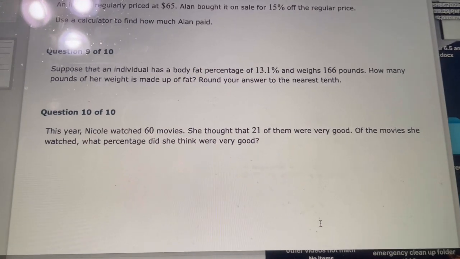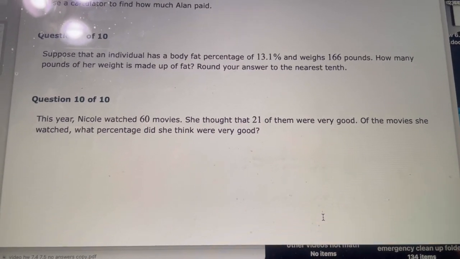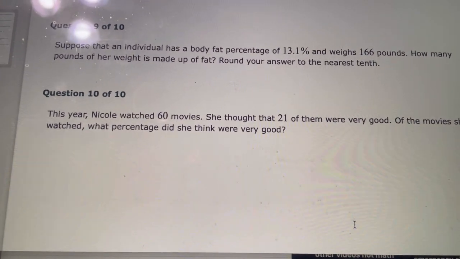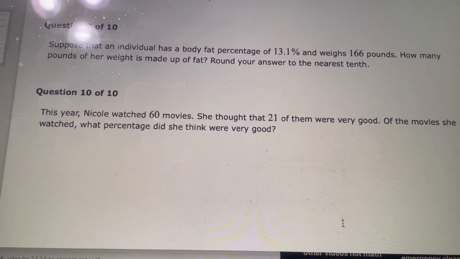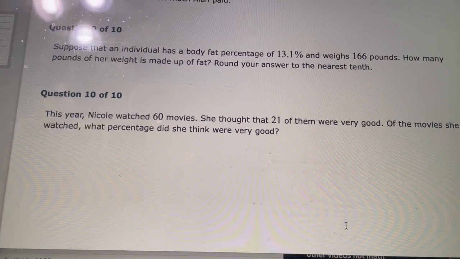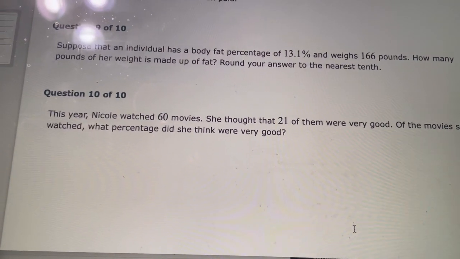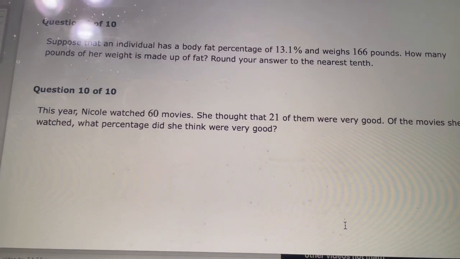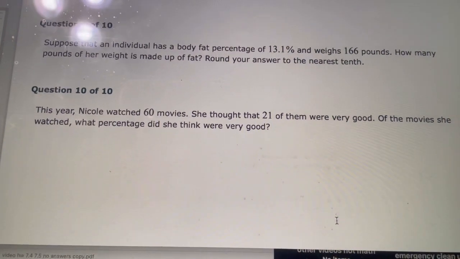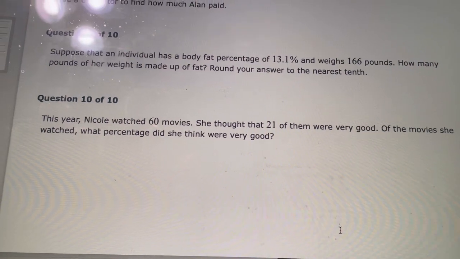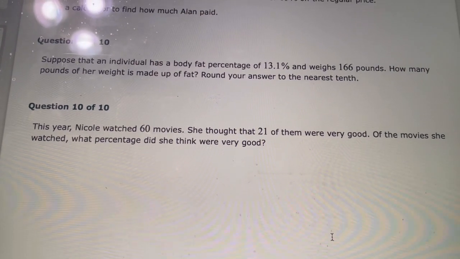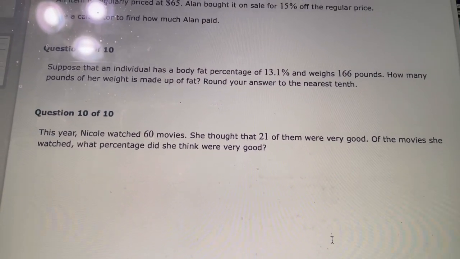Okay, this is the last problem, question 10. This year, Nicole watched 60 movies. She thought that 21 of them were very good. Of the movies she watched, what percentage did she think were very good? Well, this is exactly like one we already did tonight. So we're going to have 60 movies altogether, and she thought that 21 were very good, and we need to turn this into a percent.